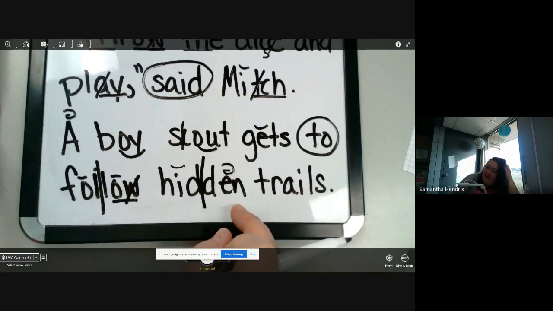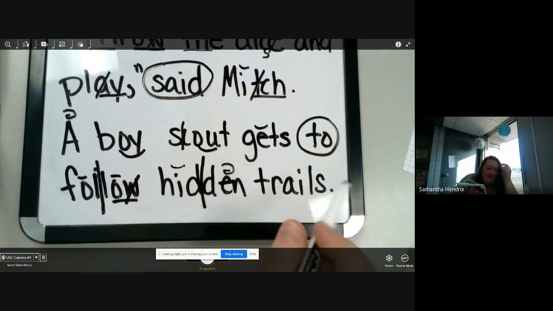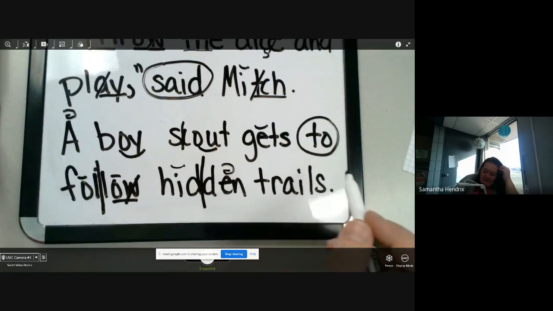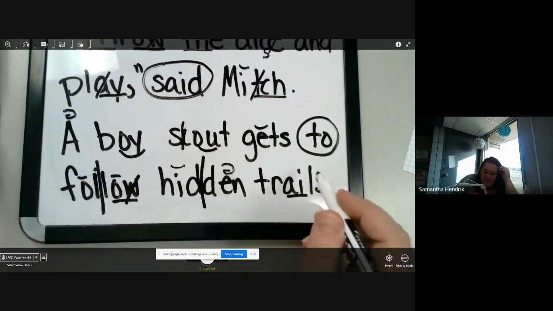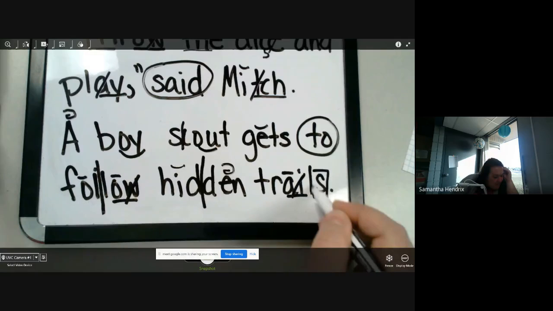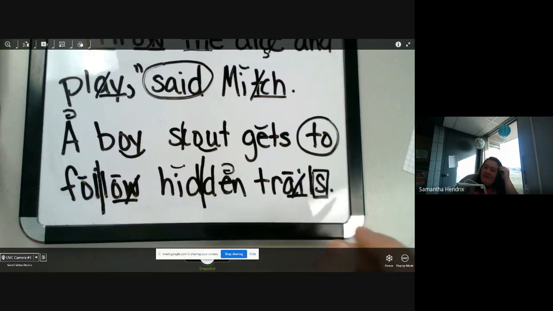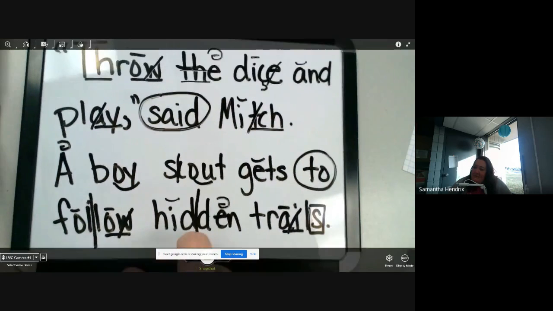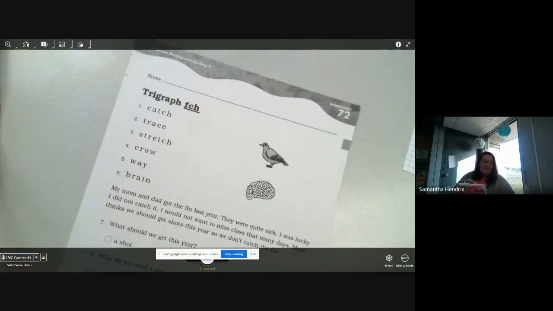Hidden. Oh, I don't know. I wouldn't even put a breve there. Okay. And then, okay, a Boy Scout gets to follow hidden trails. So, who said throw the dice and play, though? Mitch did. Get out your worksheet. Let's look at this.